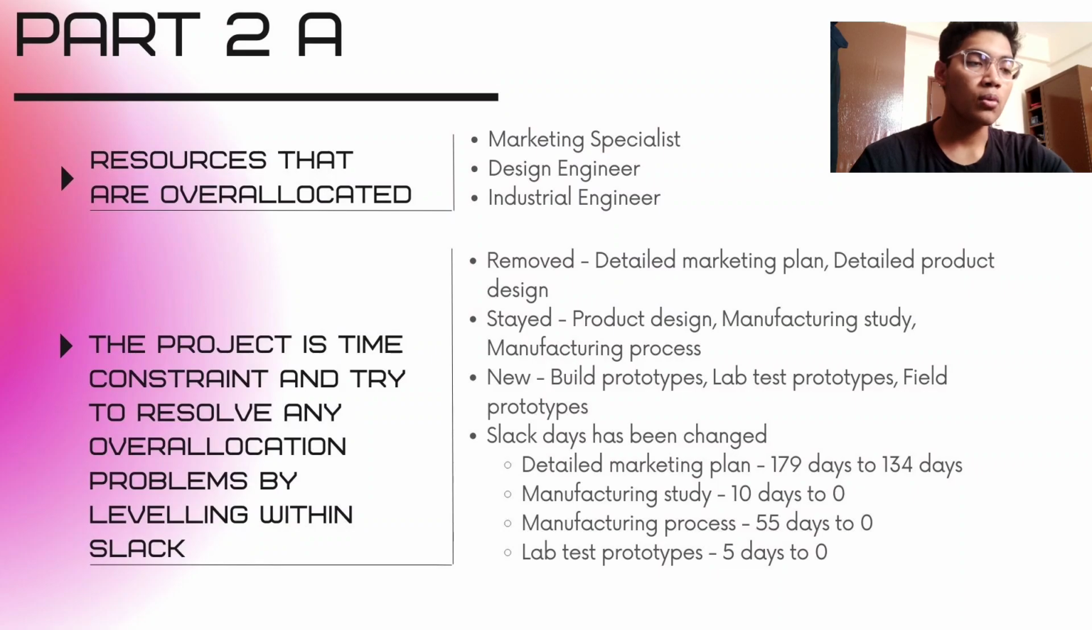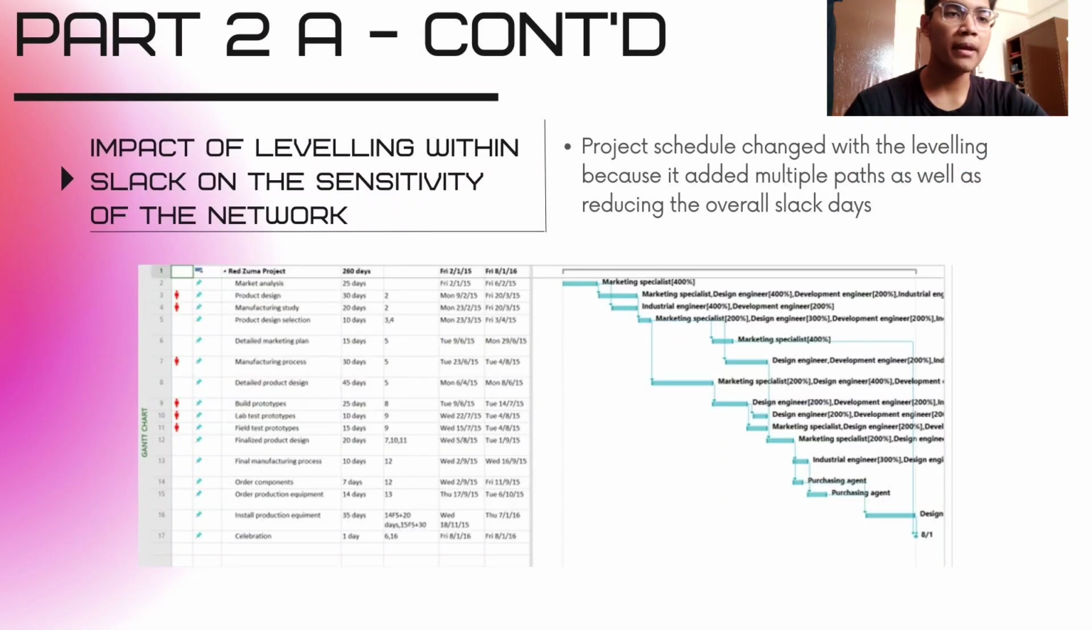The detailed marketing plan goes from 179 days to 134 days, the manufacturing study from 10 days to 0, the manufacturing process from 55 to 0, and the lab test from 5 days to 0. We are going to the impact of leveling within slide on the sensitivity of the network. The project schedule changed with the leveling because it added multiple paths as well as reducing the overall slide days.